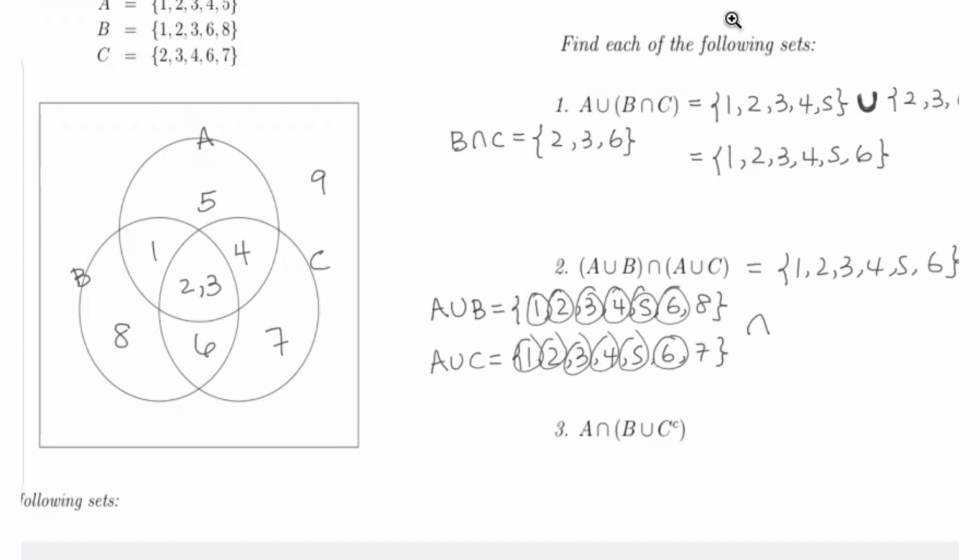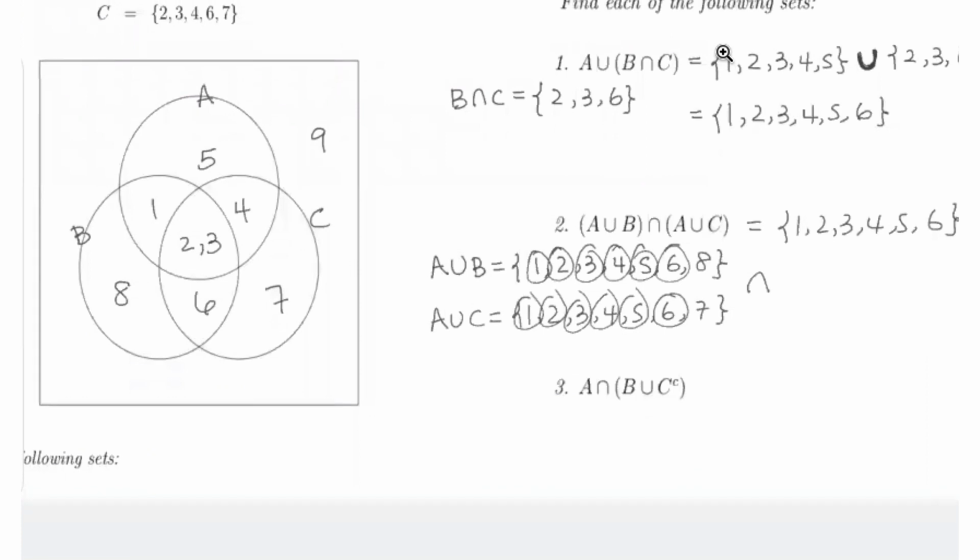Okay. The last one. A intersect B union C complement. So we first have to do the complement, B union to it, and then intersect with A. Okay, that's the plan. So C complement is outside of C. C complement is 1, 5, 8, and 9.